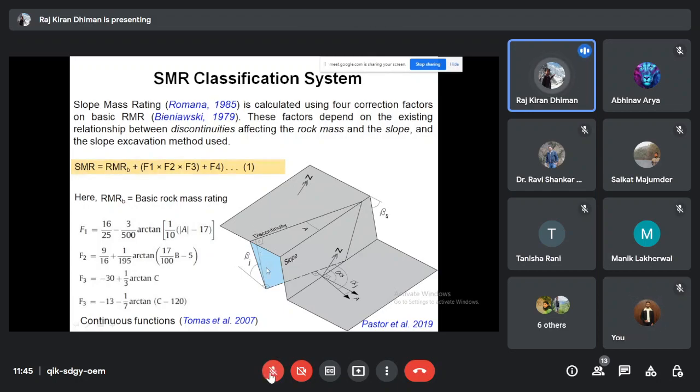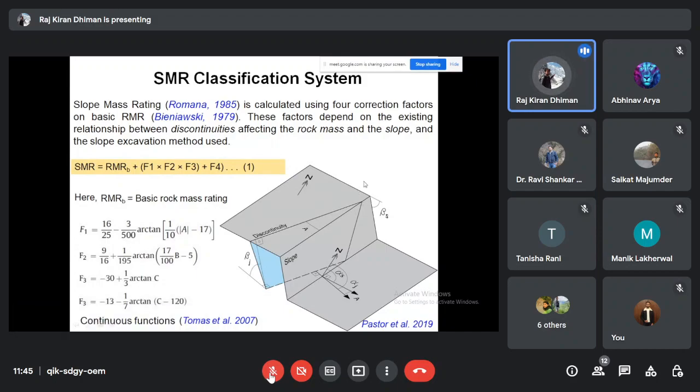So see this sky blue color, this is actually a discontinuity or joint plane. But we can clearly see that it does not have the same strike direction as that of the slope, because this slope has a strike direction here, as you can see this black line. And this discontinuity has a strike direction here. And between the discontinuity strike and the slope strike, there is some angle called A. Okay, so it is very simple to understand here.